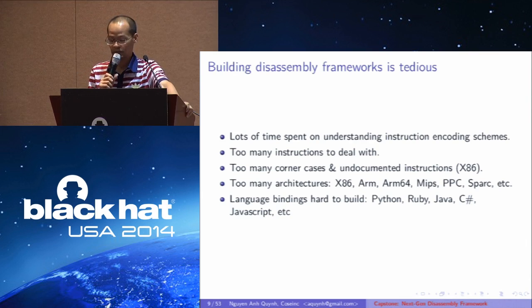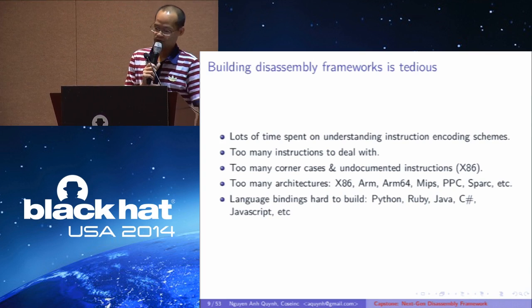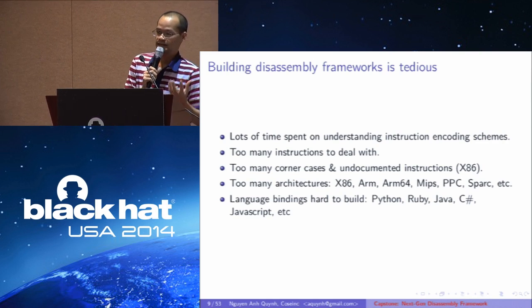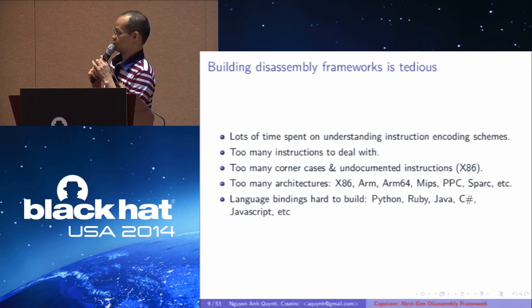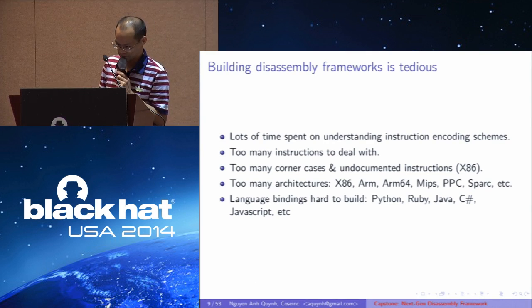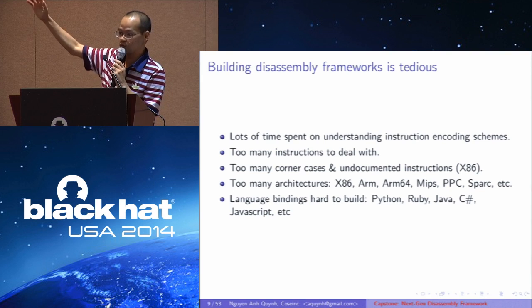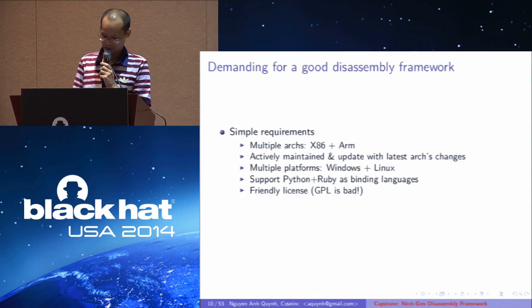And in case of multi-architecture, there are many architectures to care about: x86, ARM, ARM64, Mips, PowerPC, Sparc, and so on. And finally, to make your framework easy to use, you need to build bindings for that. So people want Python, Ruby, Java, C#, JavaScript, and so on. So to have a good disassembly engine, you need to do all of those things. So it's very hard.